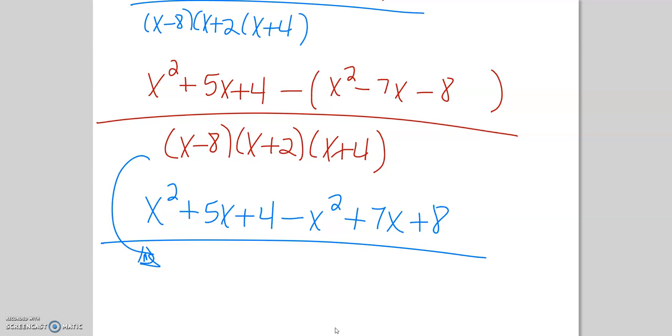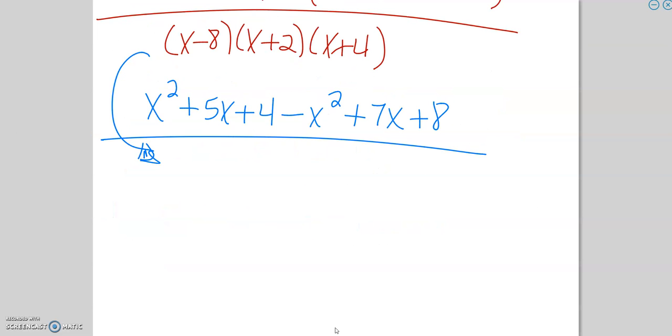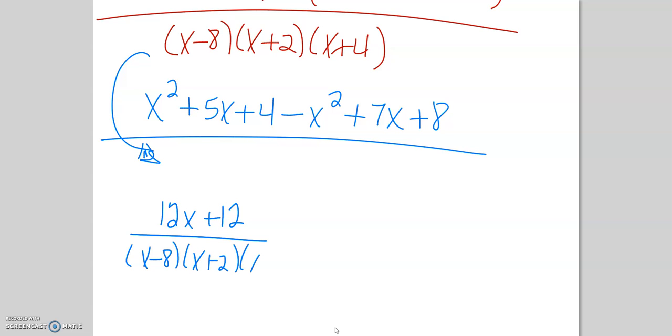Okay, so now we're going to go ahead and combine things that are the same. And we get that x squared minus x squared is actually 0. So then we have 5x plus 7x, which gives us 12x. And we get 8 plus 4, which is 12, over x minus 8 times x plus 2 times x plus 4. And we're so close to being done, but we notice that the top has a common factor. So then we go ahead and factor that out, and we get 12 times x plus 1.